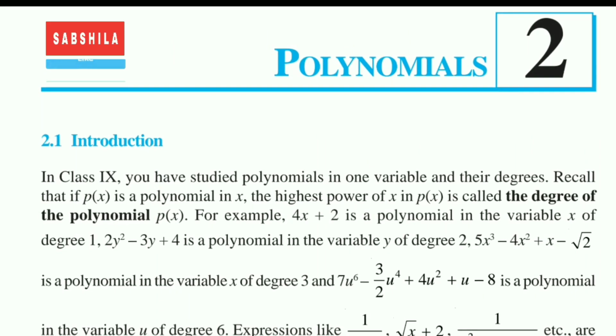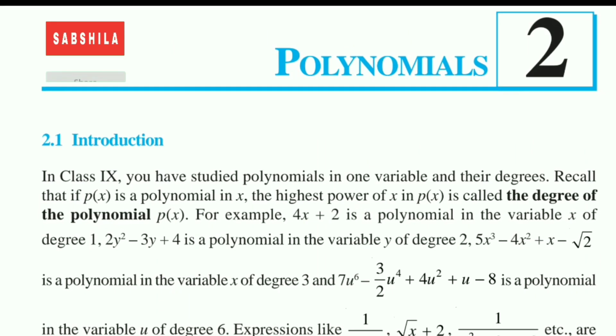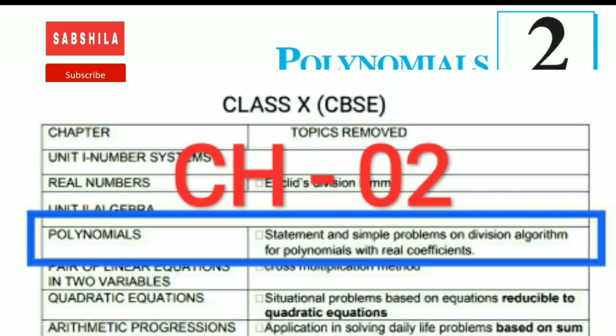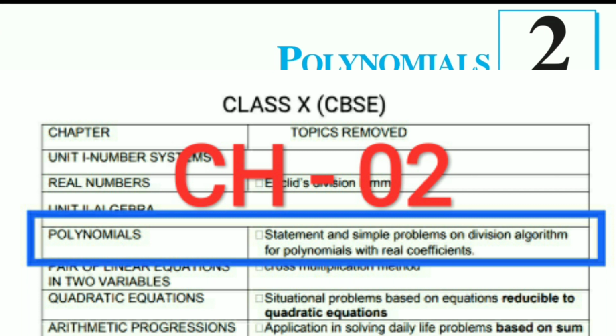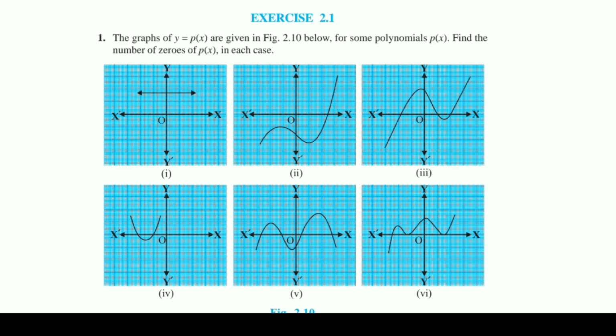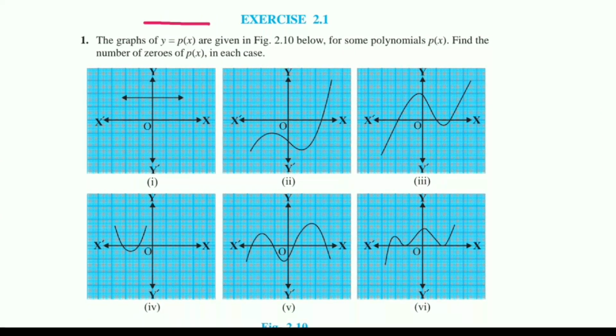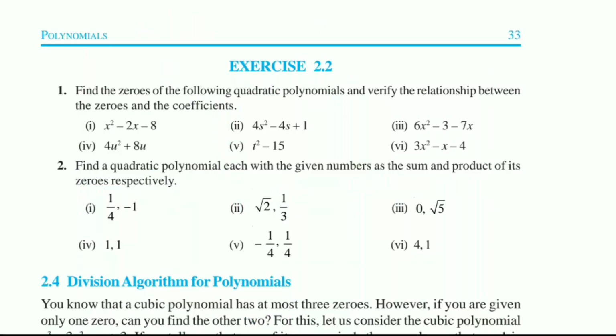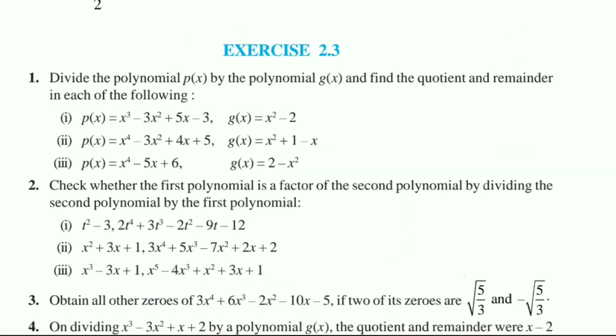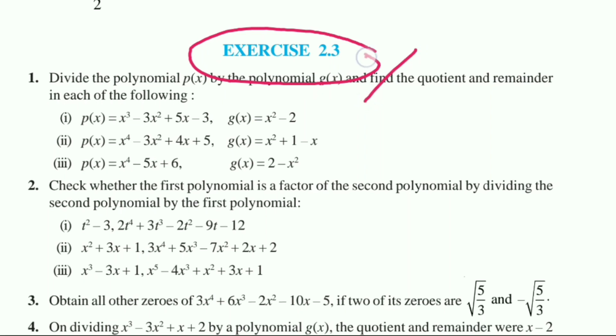If we talk about chapter number 2, Polynomials, the statement and simple problems on the division algorithm for polynomials with real coefficients are removed. It means you have to read exercise 2.1. Read this. Exercise 2.2 is also not removed, so you have to read this. Exercise 2.3 is removed, so don't read this.